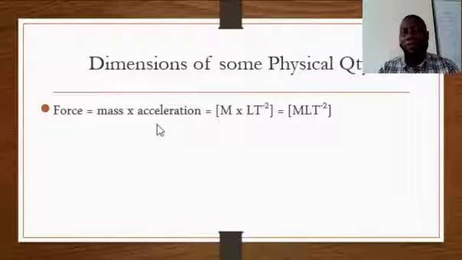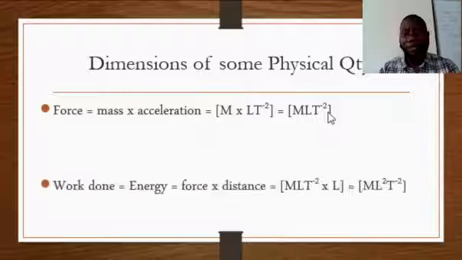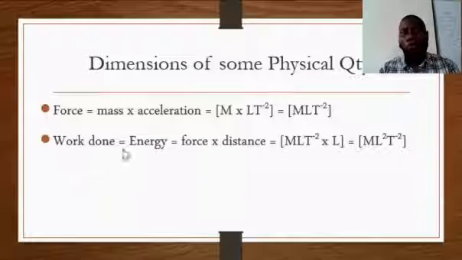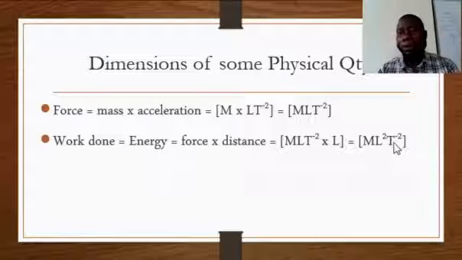And some more quantities. Force equals mass times acceleration. Mass is capital M, acceleration is LT⁻², and putting that together we have [MLT⁻²]. And finally we have work done that has the same dimension as energy, and the formula for that is force times distance, and that is going to be MLT⁻² times L. That will be [ML²T⁻²].